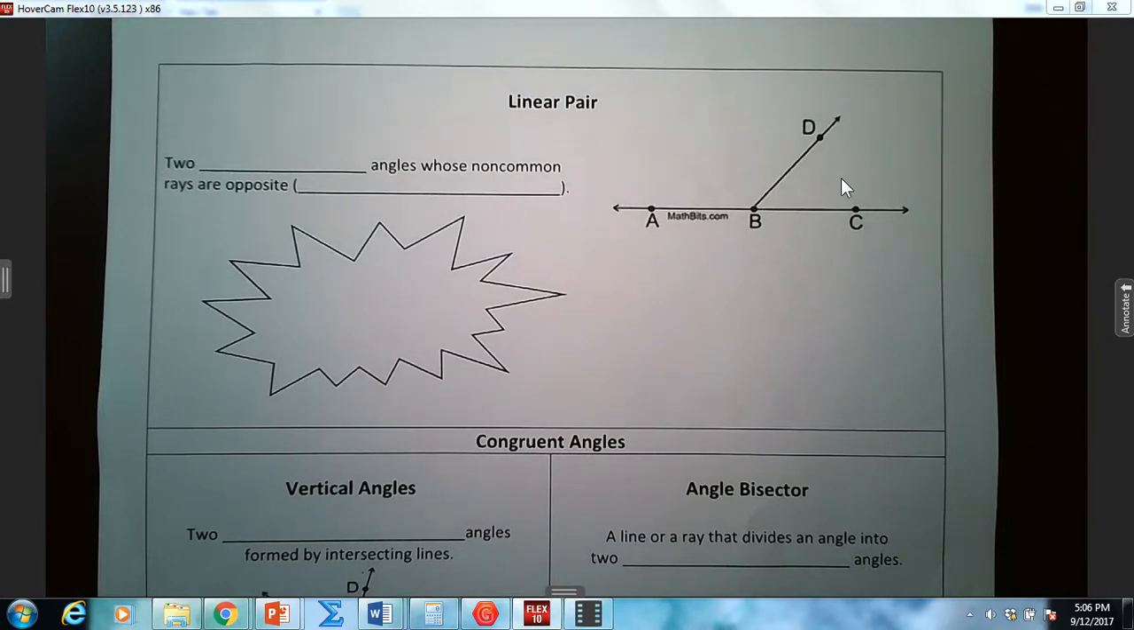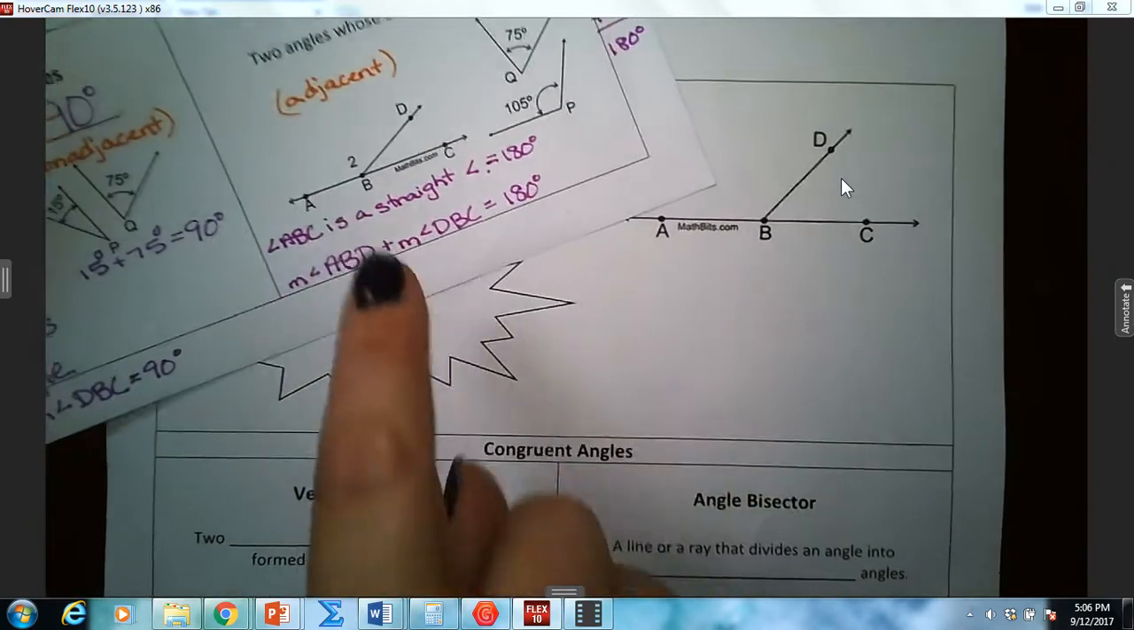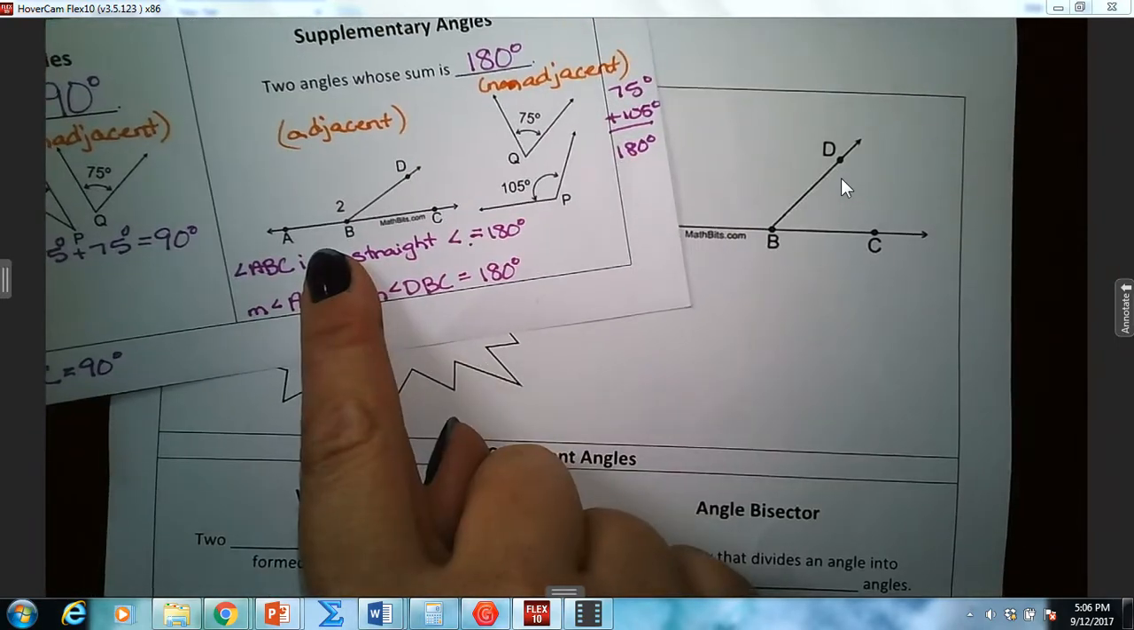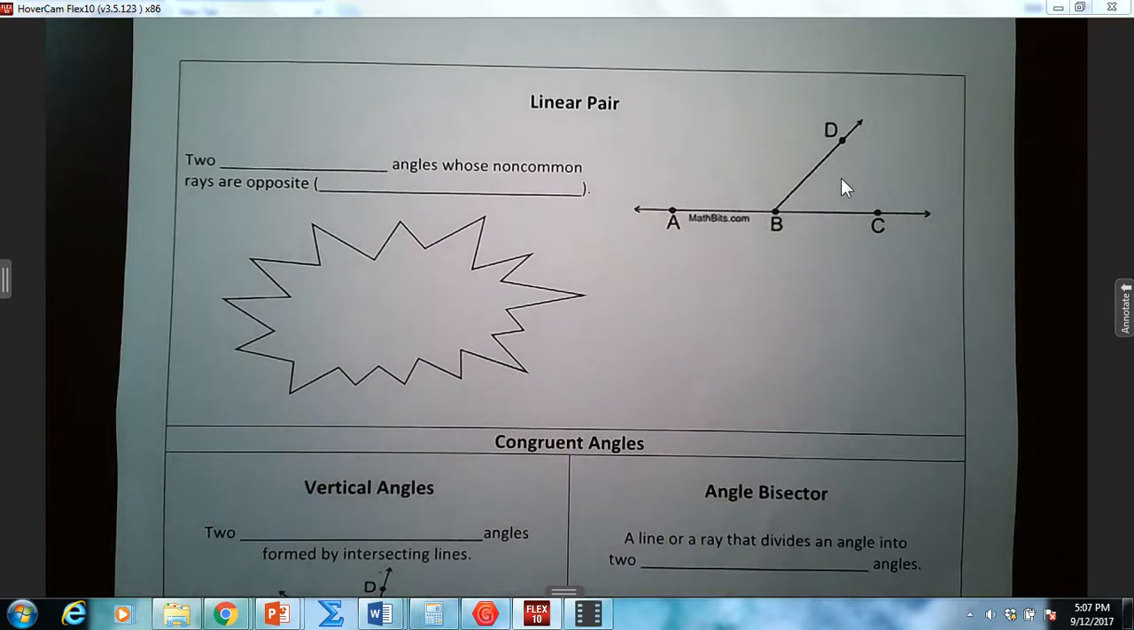Oh, well, this angle pair looks pretty familiar. Look at that. I just took the picture off the front and brought it over here to the back.